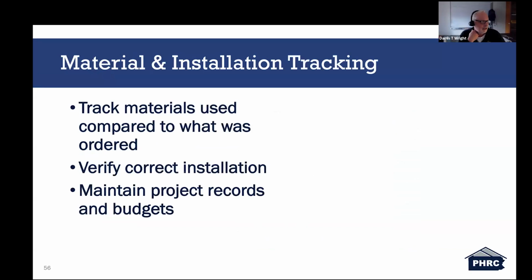Material installation tracking. AI can track materials from delivery through installation, helping ensure that what was specified is what was actually installed. This improves accountability, reduces the risk of substitution and errors, and could affect performance and requirements later on.